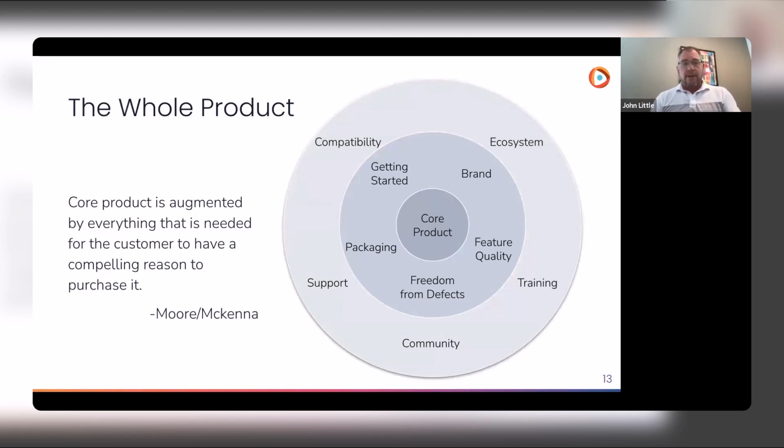The compatibility it has with other products. And then the training that's either being provided by your company or through just themselves as they use it, or through their social interactions with other people. These things all together make the whole product. So when we consider products here, we really want to consider the whole product, because if the whole product is not working correctly, then there's a problem, even if the core product is very good.